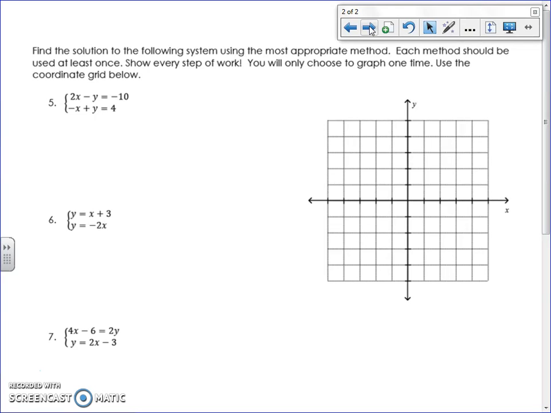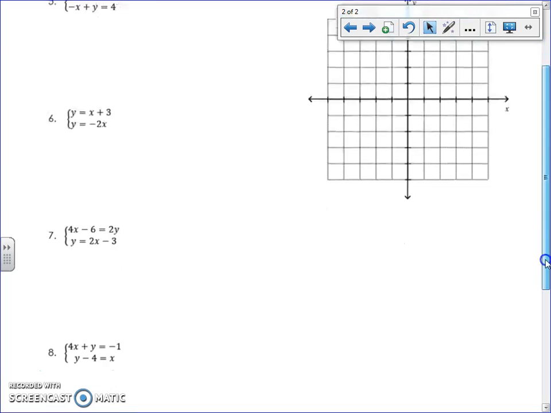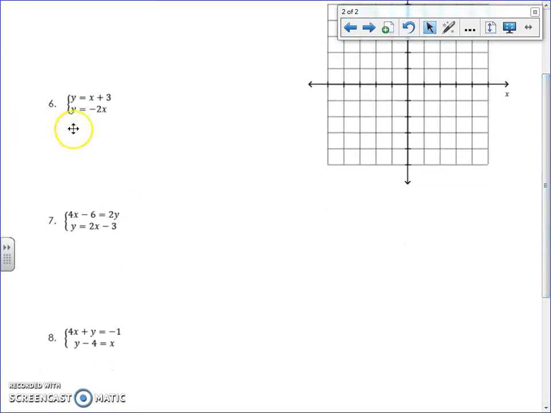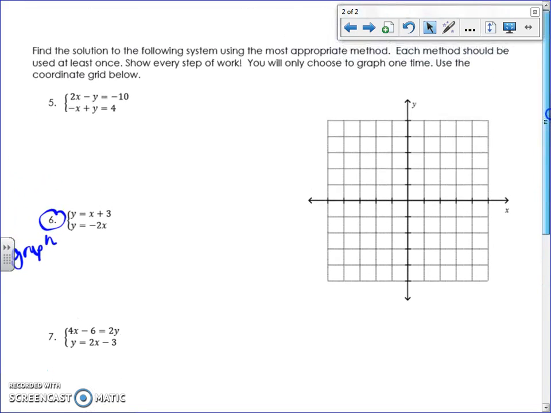Okay, so just looking at these problems here, I already pulled out that I'm going to use graph problem 6 and graph that because they're already in the y equals mx plus b form. I always like to figure out which ones I'm doing before I do them, so I'm just going to write a note out here. I'm going to graph this one. As for the other ones, you just have to use each method once, so I think we should be fine to decide as we go for those.